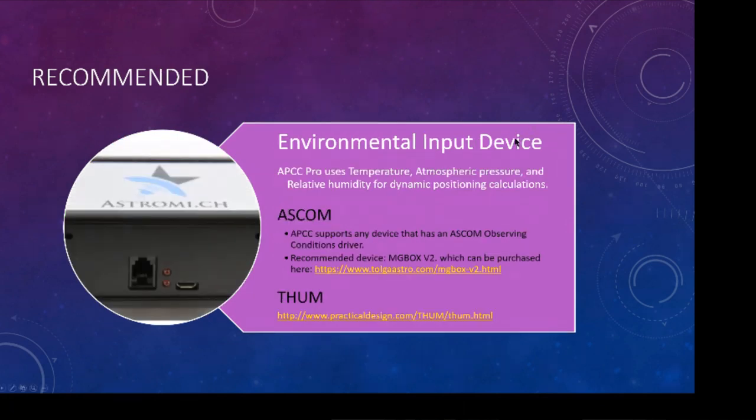It's also nice to have an environmental input device to measure temperature and humidity and air pressure. There's a couple of different devices. APCC supports any device that supports the ASCOM observing conditions driver. The one I really like is the MG Box V2, and I got that from Tolga. So this is the link right here. And also the Thumb is the older device. It's not quite as good. It doesn't have the atmospheric pressure sensor that the MG Box V2 has. So I really like this one here.